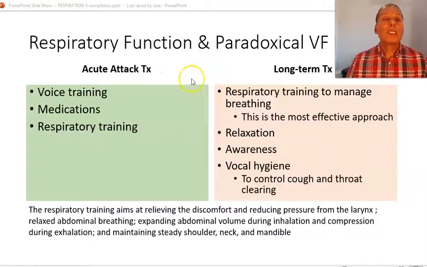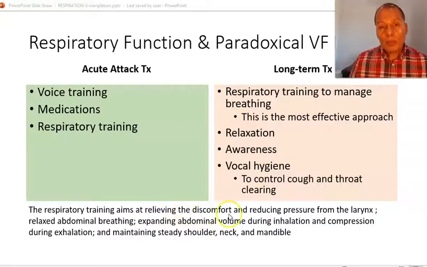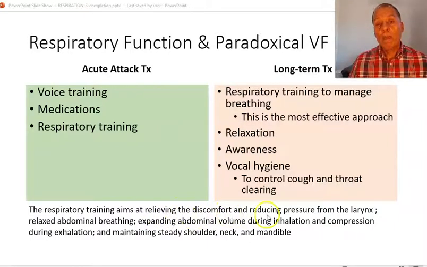For treatment, in terms of the acute attack, the focus is on respiratory training, voice training, and the medication part that the ear, nose, and throat doctor is going to give. For long-term also, we have respiratory training. So respiratory training is part of both. And the purpose of this is to train, to relieve the discomfort and reduce the pressure from the larynx.